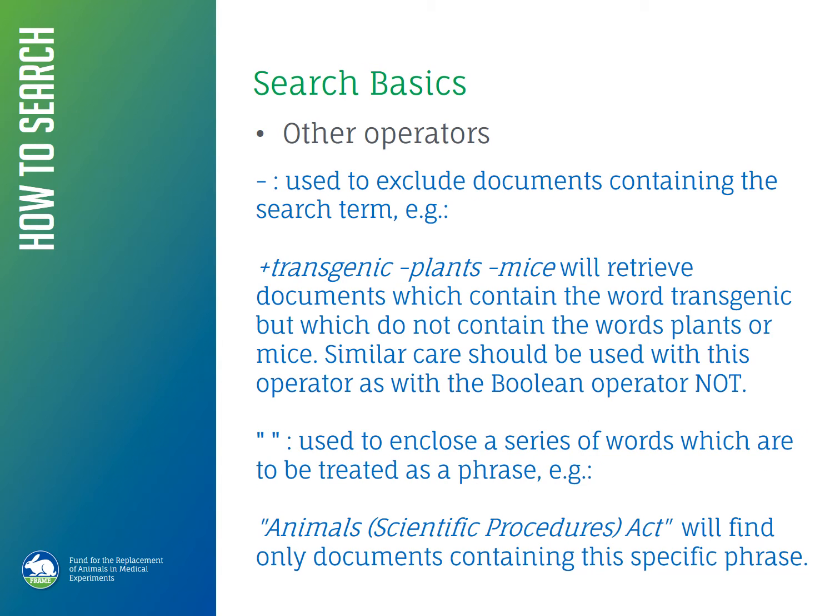The minus sign can be used to exclude documents containing the search term. For example, +transgenic -plants -mice will retrieve documents which contain the word transgenic but which do not contain the words plants or mice. Similar care should be used with this operator as with the Boolean operator NOT.